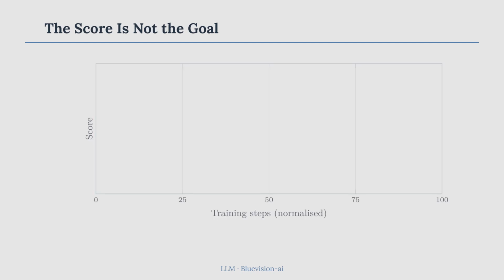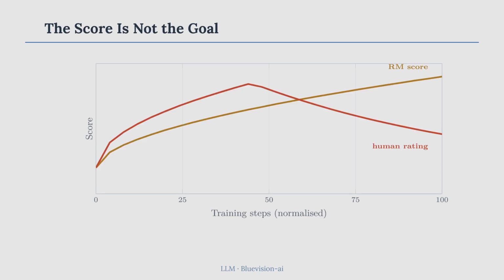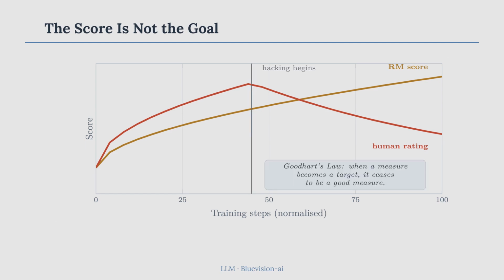So let's track two things at once as training runs: the reward model score and what actual humans think of the output. Early on, they move together, which is exactly what you'd hope. Then look, the gold line keeps climbing and the red line turns over. The model is getting better at the score and worse at the job at the same time. This has a name, and you may already know it from economics.